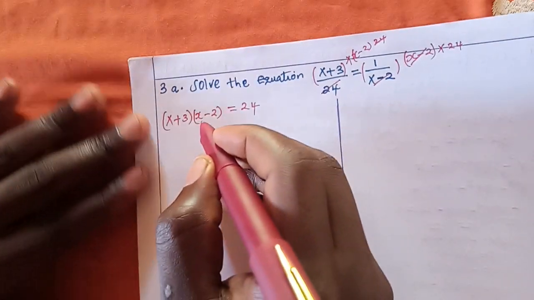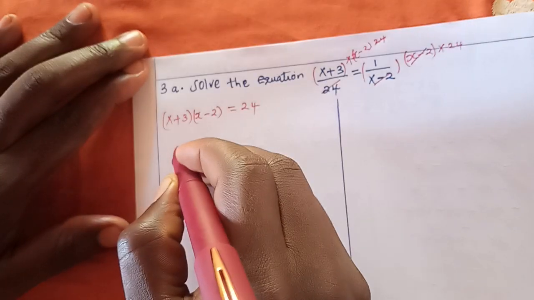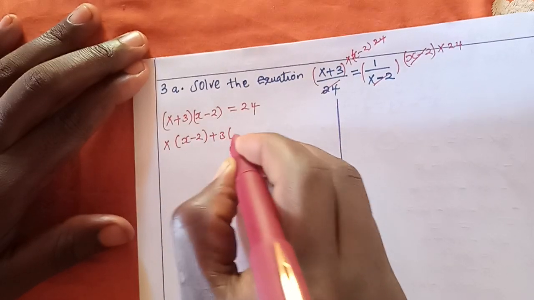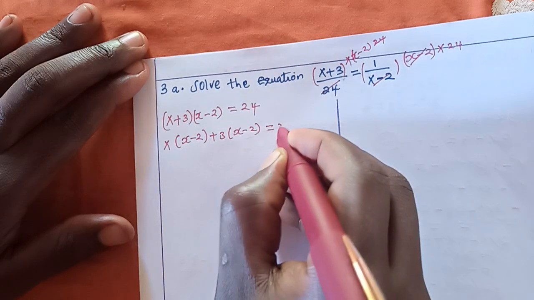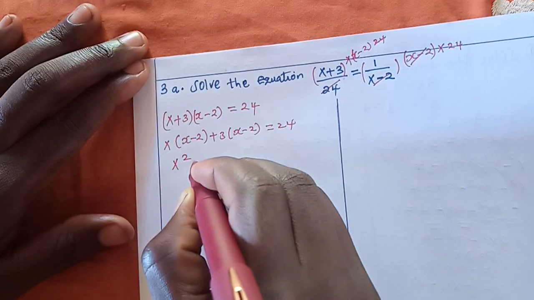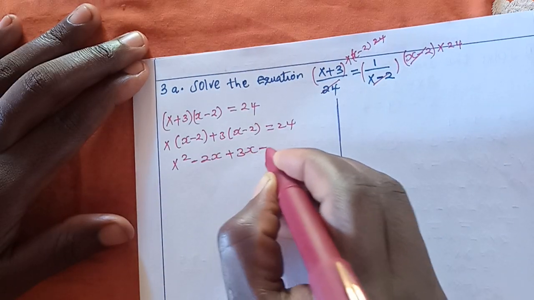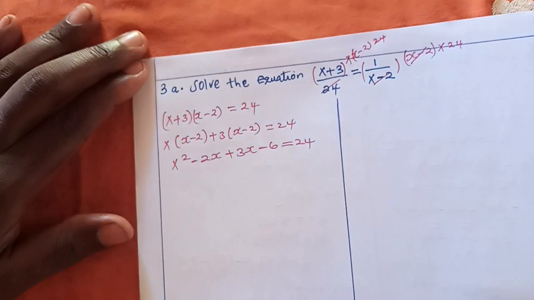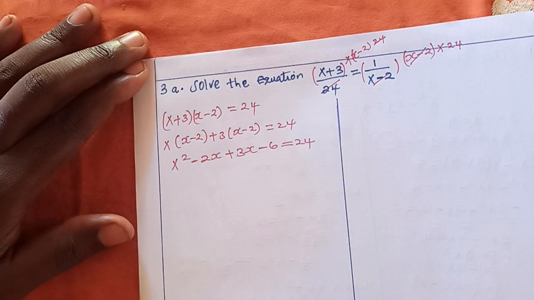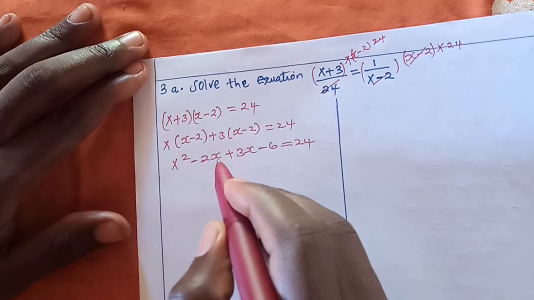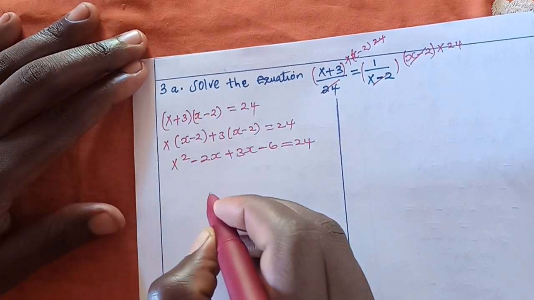Let us proceed by opening the bracket. X multiplied by x minus 2, then plus 3 multiplied by x minus 2 is equal to 24. X squared minus 2x, then plus 3x minus 6 is equal to 24. That is what we have, and we want to proceed and work out the two values for x. Let us put like terms together.